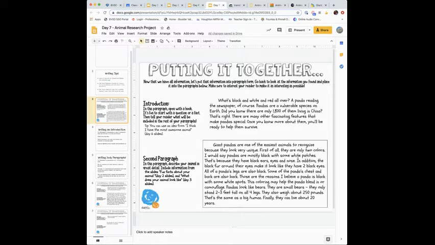So I'm thinking about how I told you out loud about it. That's because they have black ears, eyes, and nose. In addition, the black fur around their eyes makes it look like they have two black eyes. I was kind of thinking about saying something about how it makes them look tough, but they don't really look tough. They look so cuddly, so I left that out.